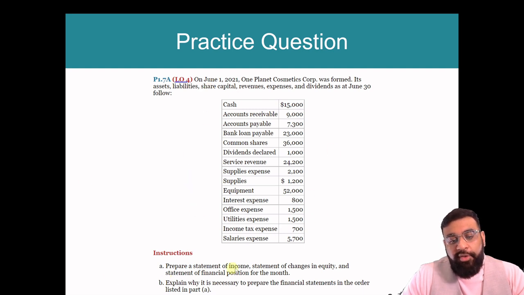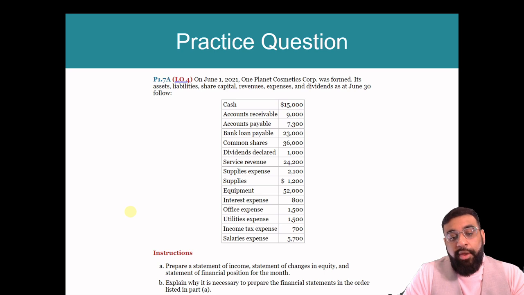So A is prepare a statement of income, statement of change in equity, and statement of financial position for the month. And then B is explain why it's necessary to prepare the financial statements in the order listed in part A.